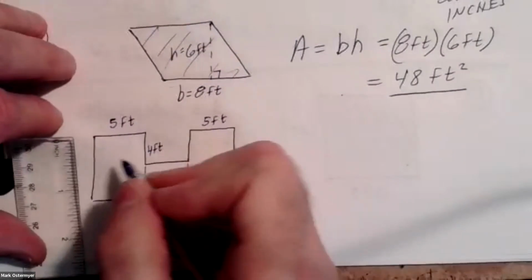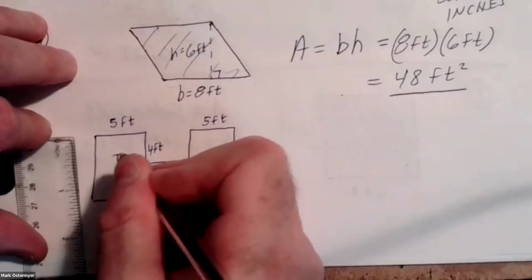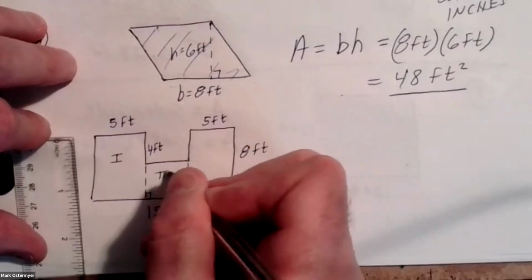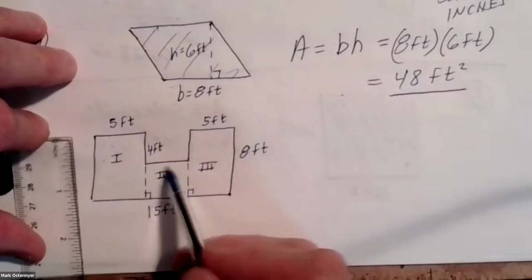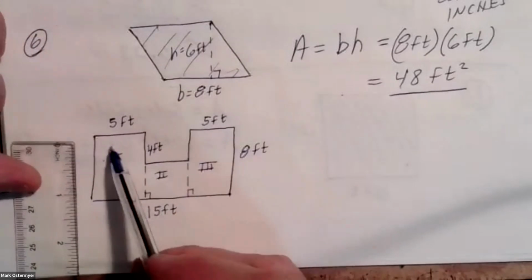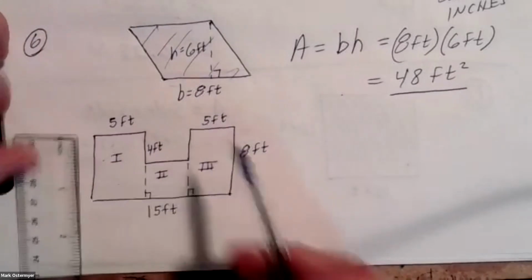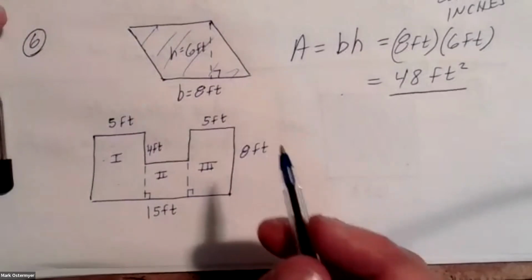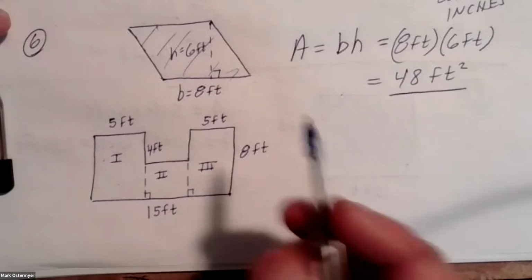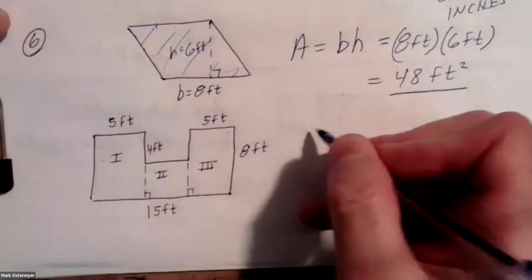Ladies and gentlemen, how many rectangles can we see in this picture? We've got 3 different rectangles: rectangle number 1, 2, and 3. So if I can find the area of all 3 of these rectangles and then add them together, I'll have the area of the entire shape. But how do we find the area of rectangle number 1?